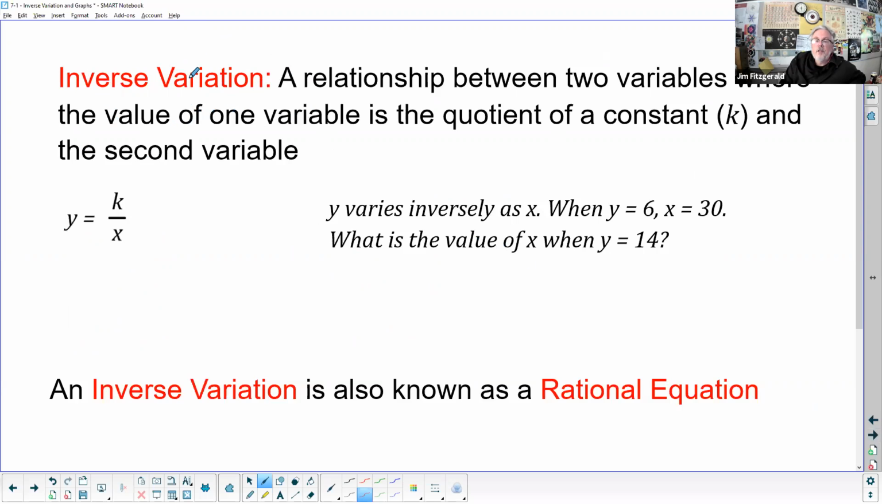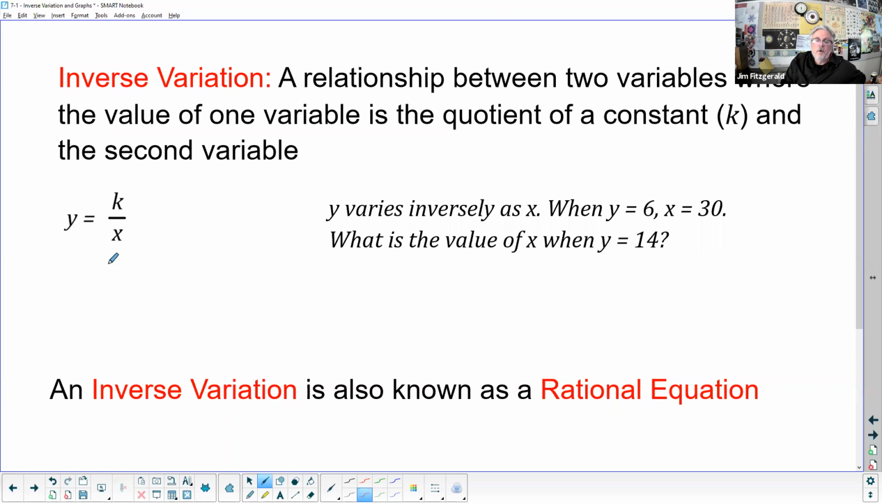So inverse variation means that instead of multiplying x by some number, I'm going to take some number and divide it by x. So when I say that this is an inverse relationship, that means there's some number on the top and it's divided by x. Say that x is in the denominator. That's what an inverse variation means. It just means that my equation has this kind of format.